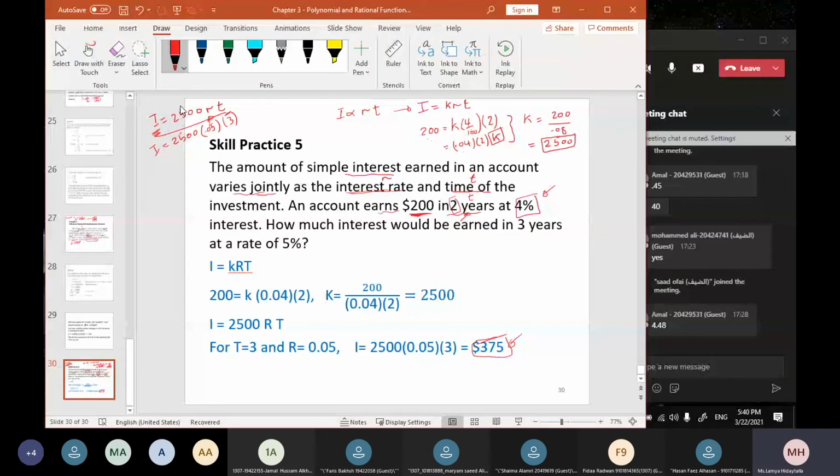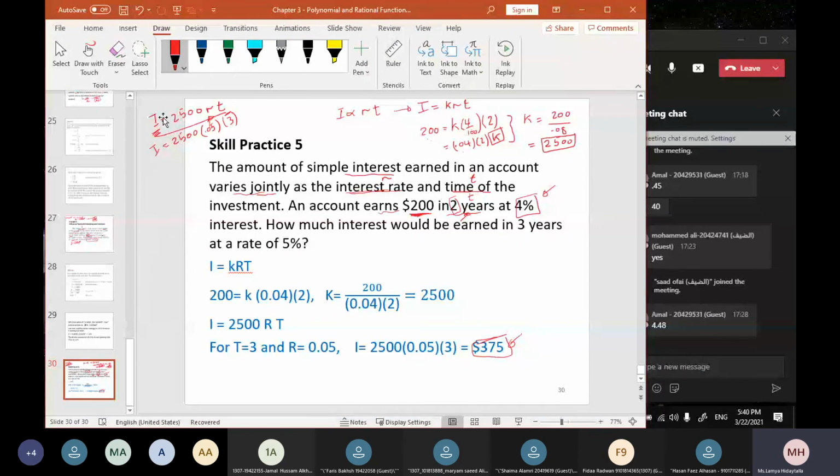Okay, so this is the constant for this amount. If you have this amount, using this equation you can find the interest for a certain rate after a certain time. And actually, if you know any two, you can calculate the third variable.